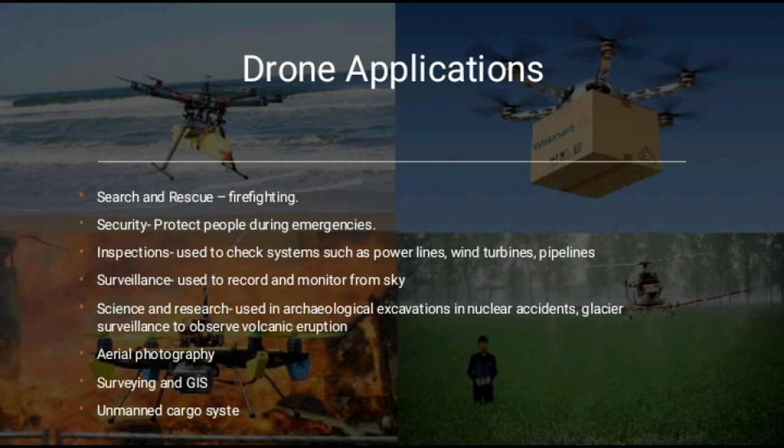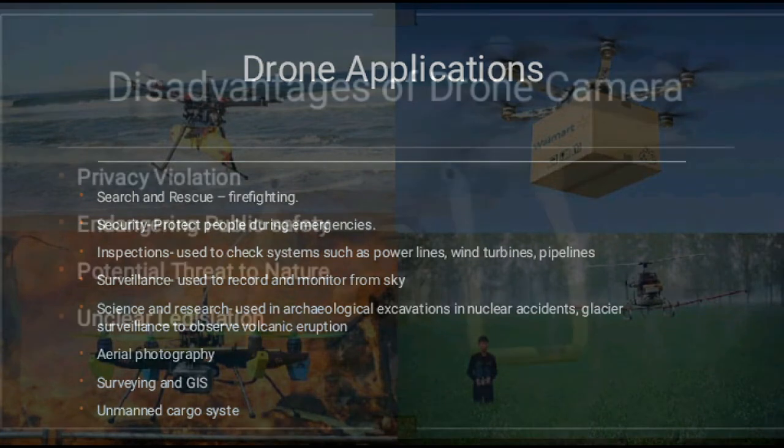They are used for security, as many authorities use drones to protect people during emergencies. They are used for inspection of various power lines and wind turbines to avoid the hassle and safety issues involved with sending a human to check things out. They are used for surveillance and scientific research. Most commonly, they are used in aerial photography and video as they are equipped with an HD camera to take fascinating photos and shoot footage of great quality from the sky.